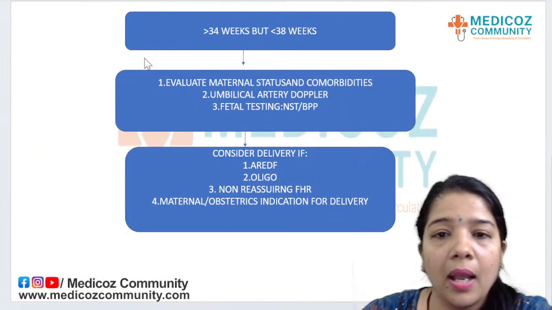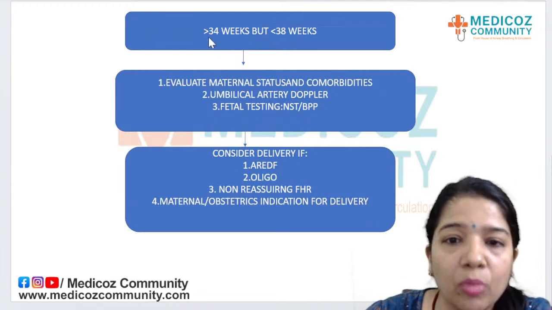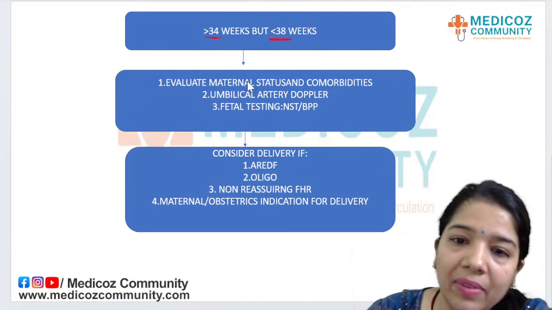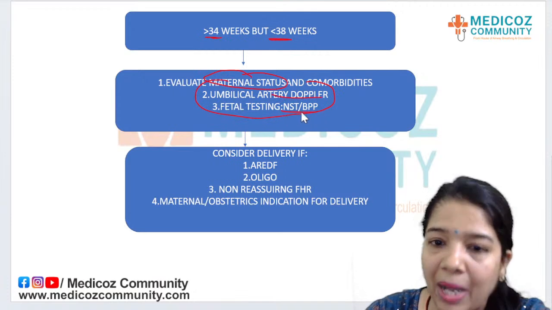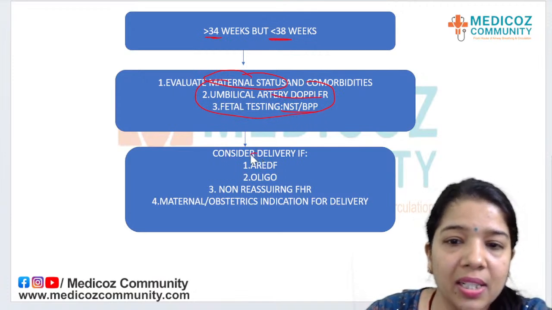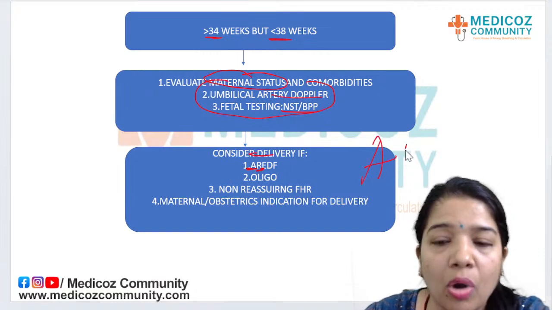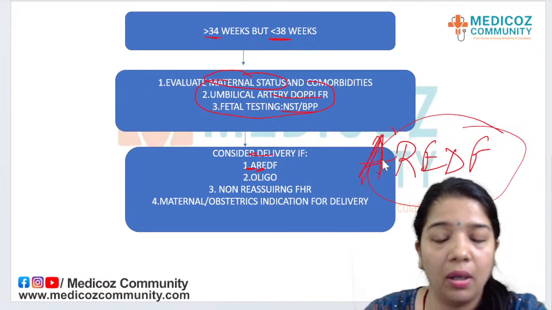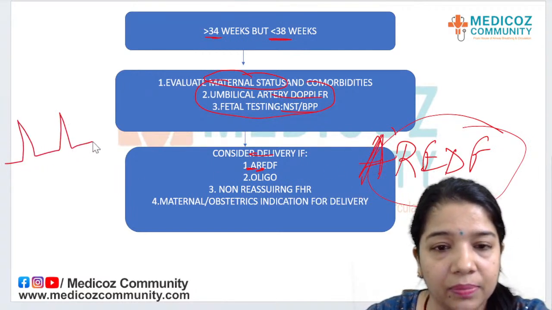Okay. Now suppose the third scenario is that the POG has increased, now it is more than 34 weeks but less than 38 weeks. Now we are in a safer zone. Again we will see the maternal status, and the baby's status we will see by the Doppler, NST and biophysical profile. And now we will consider delivery only if it is absent or reverse. Please remember, absent or reverse end diastolic flow. So here we will not leave absent end diastolic flow.